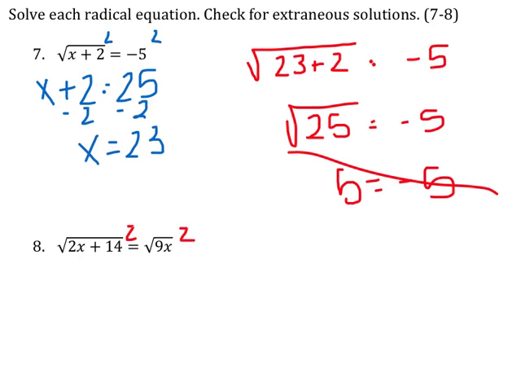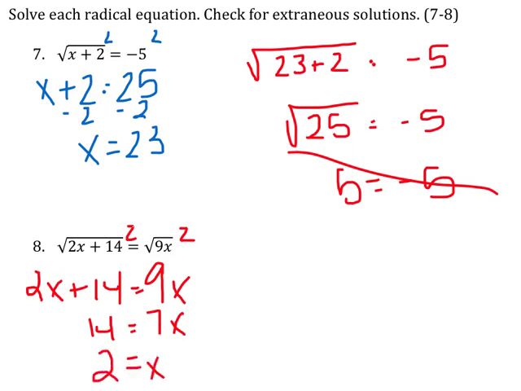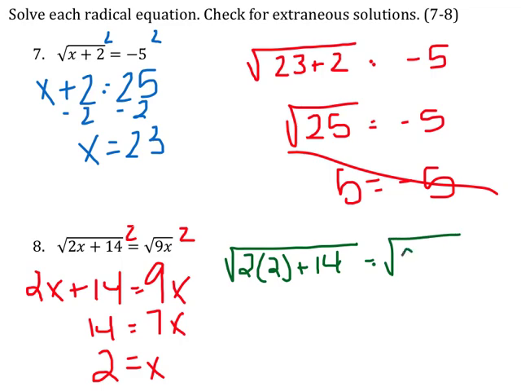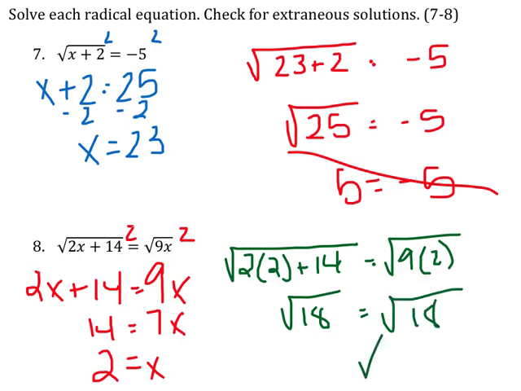Here we'll square both sides. 2x plus 14 equals 9x. We need to go ahead and solve, so we'll subtract 2x from both sides. 14 equals 7x. Now we'll divide by 7 on both sides. X equals 2. Now we need to plug it in and check for extraneous solutions. So, is the square root of 2 times 2 plus 14 equal to the square root of 9 times 2? So, is the square root of 18 equal to the square root of 18? Yes, it is. That's the solution.